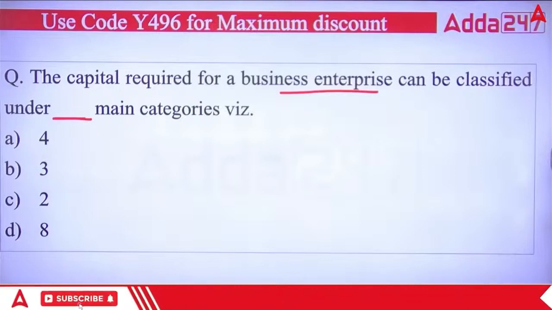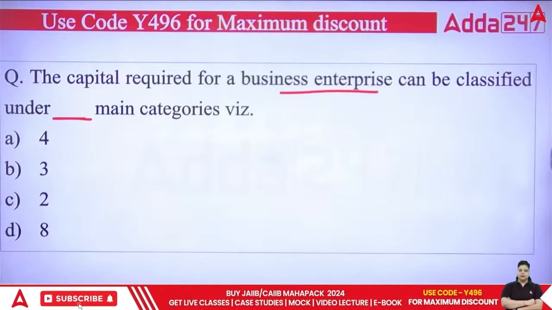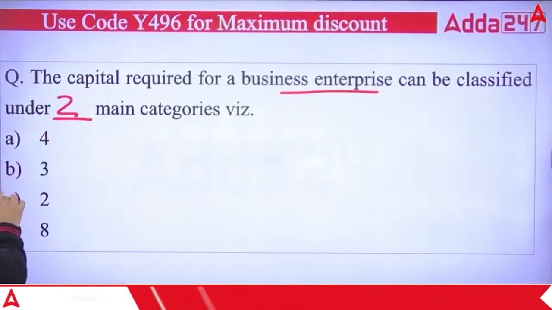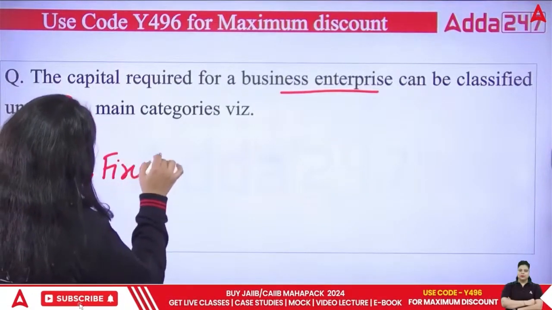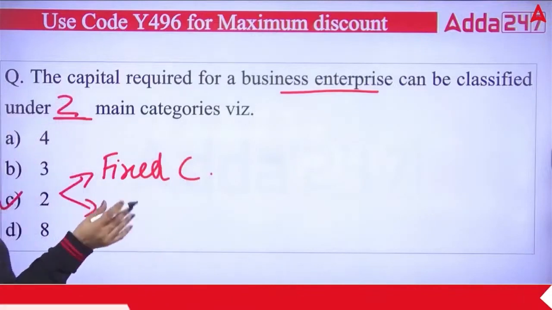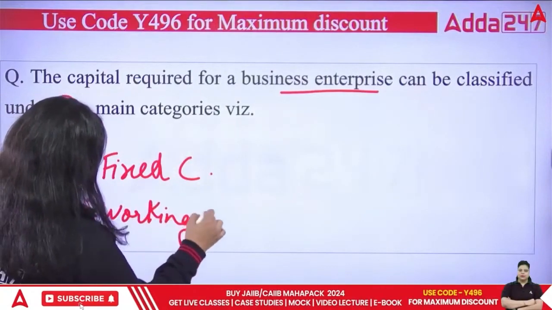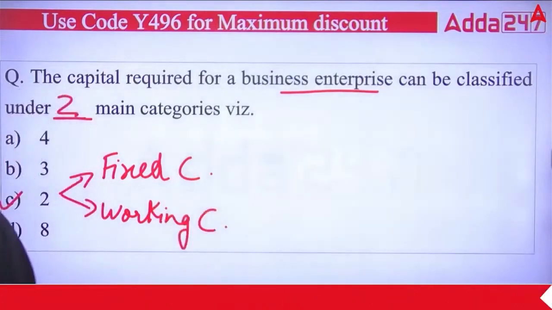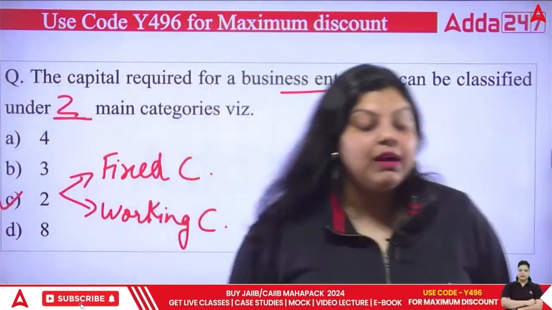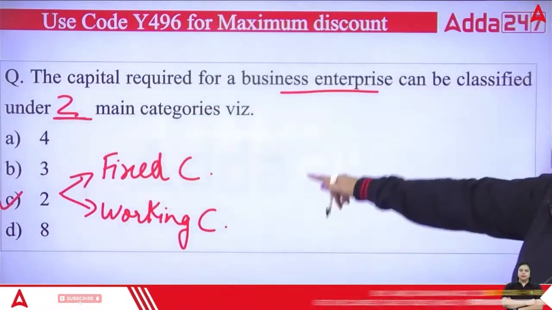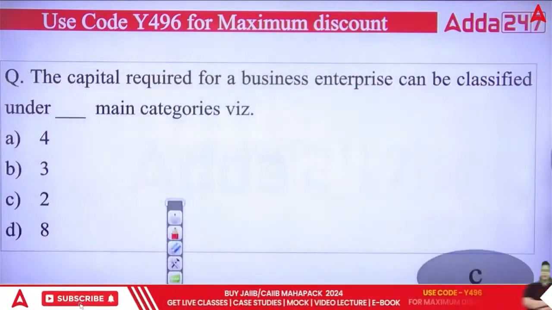Okay, so the capital required for business enterprises can be classified into two main categories. So the right answer is C. The first category we have is fixed capital, and the second category is working capital. Fixed capital and working capital are the two types of capital required for business enterprises. So it can be divided into two categories, fixed and working. So the right answer will be option C. Next question.